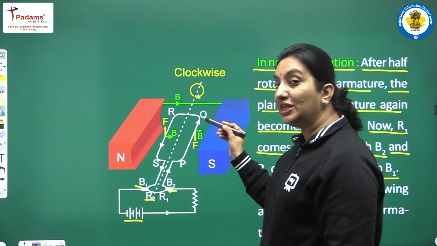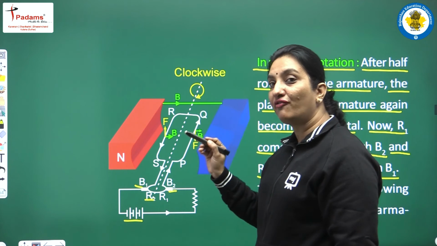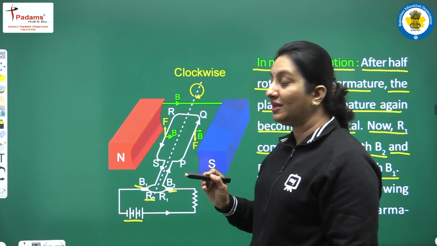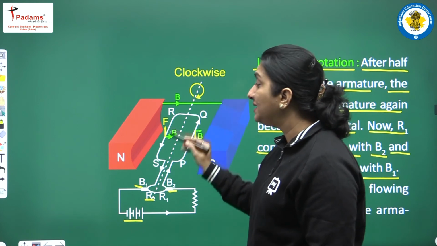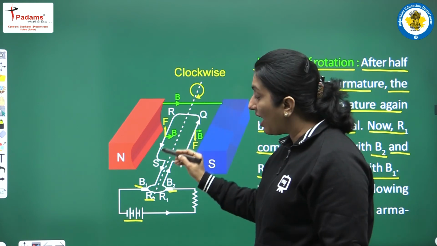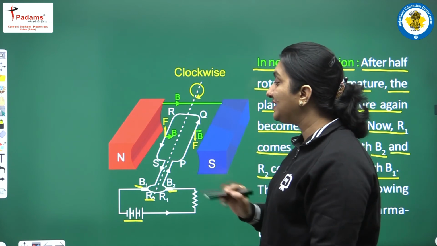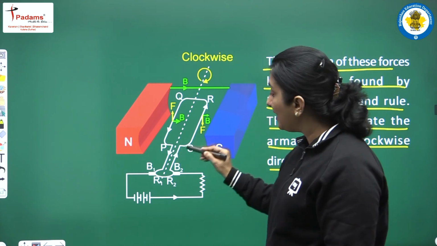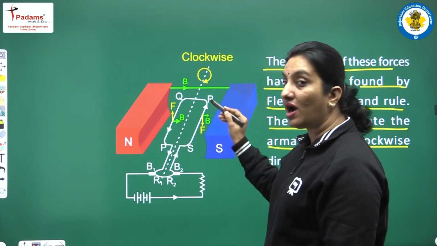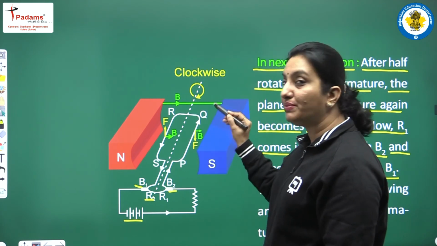In PQ, initially when PQ was here, what we saw was that the direction of current was from Q to P. Now it is from P to Q. And for this arm, the current direction is now from R to S. Initially it was from S to R. You can see this in the previous video, students. The direction of current was from Q to P and here it was from S to R. But now it is from R to S and it is from P to Q.